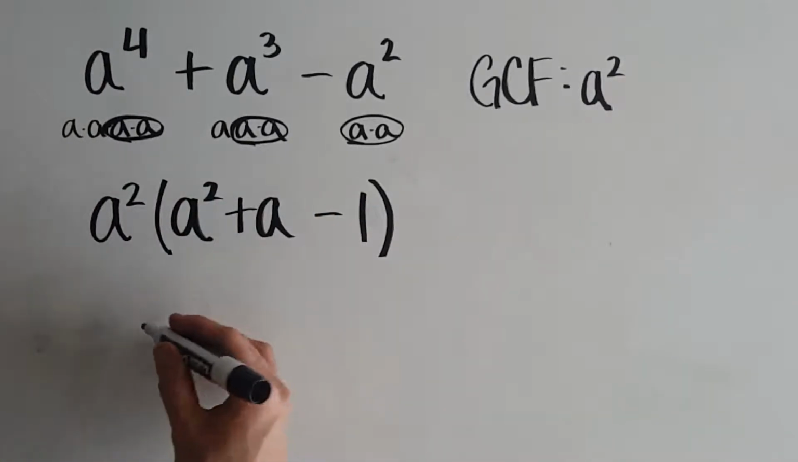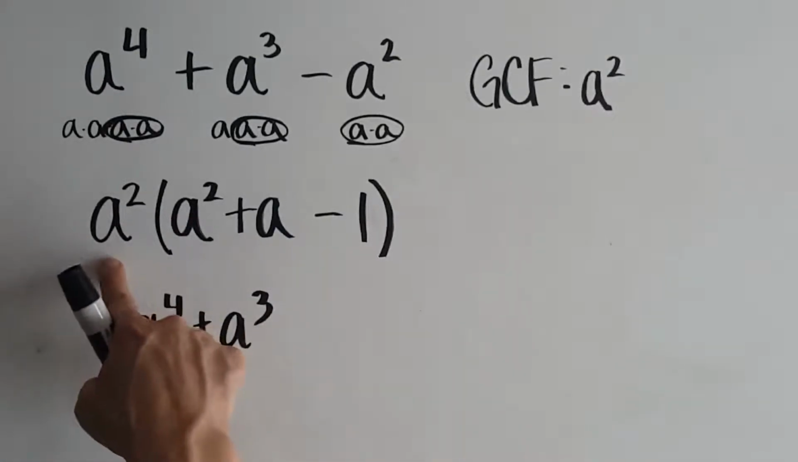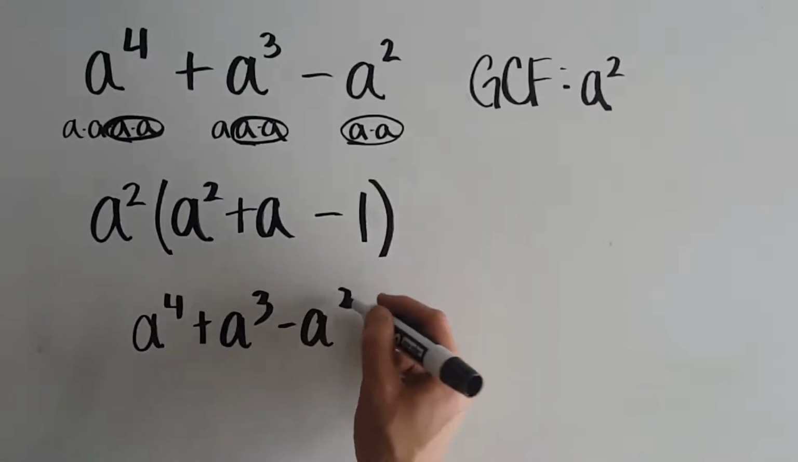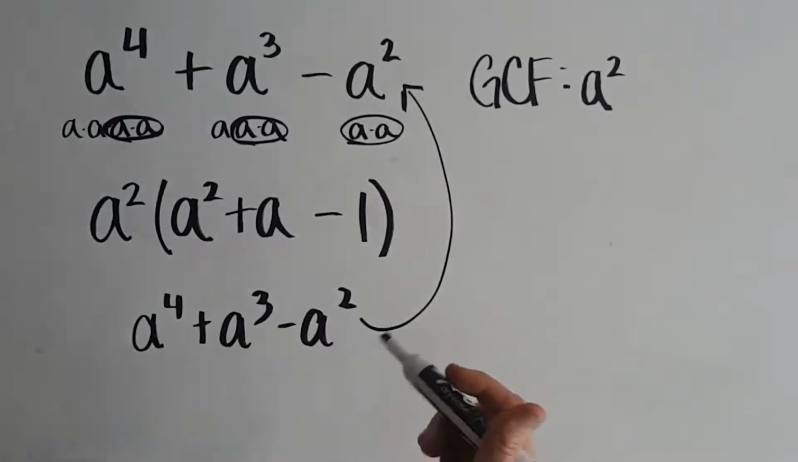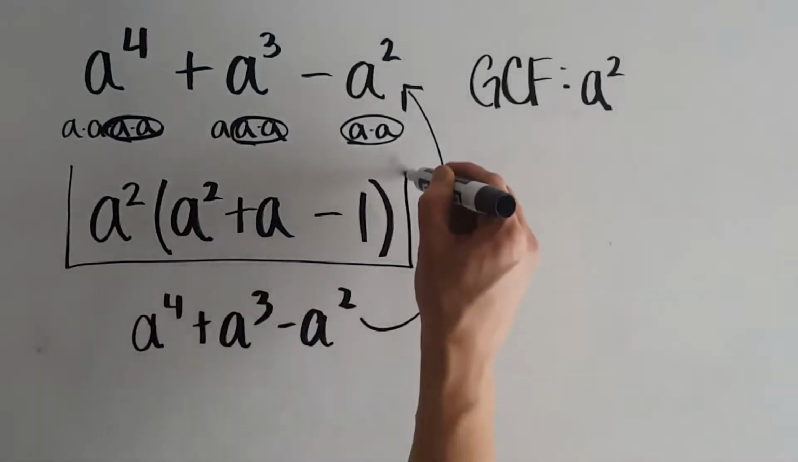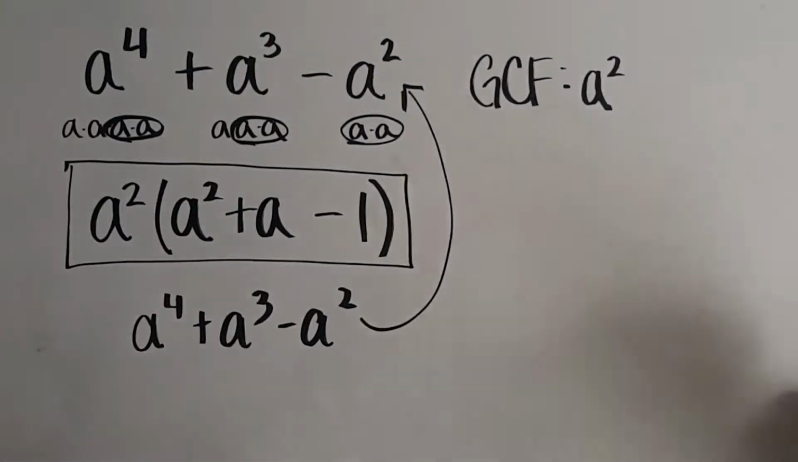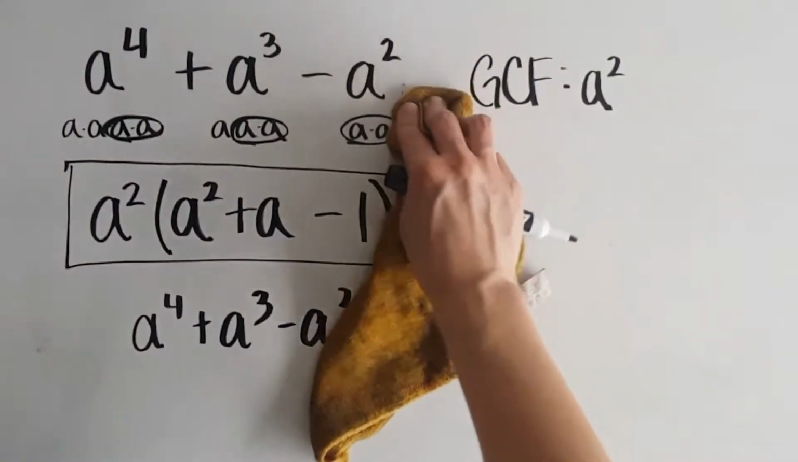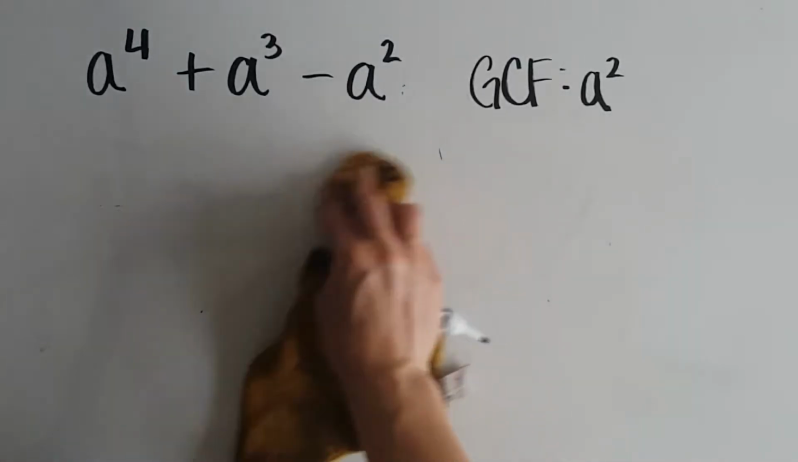So a squared times a squared is a to the 4th. A squared times a is a to the 3rd. A squared times negative 1 is negative a squared, which is the same thing that I started with. That's how I know that this is the correct factored form of my polynomial. So that would be checking by thinking about factoring as undistributing. We're going to do the same thing though really quick to show you with division how it works as well.